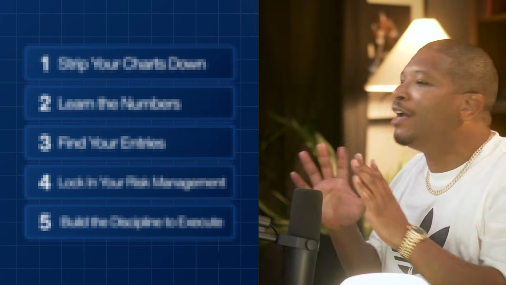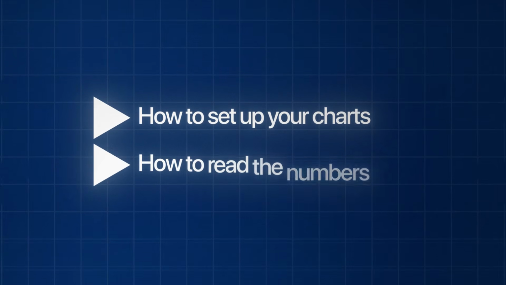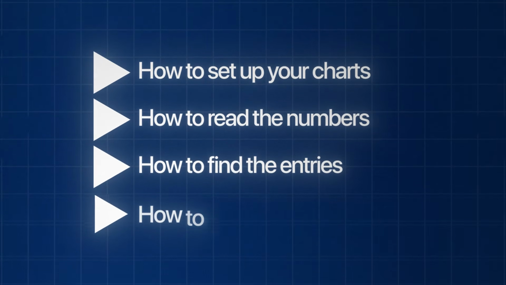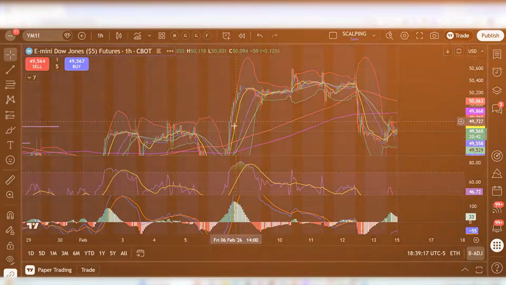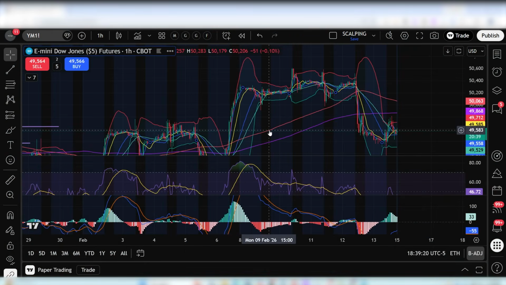I'm not going to gatekeep none of it. So by the end of this, you'll know exactly how to set up your charts, how to read the numbers, how to find the entries, manage your risk, and build the discipline that actually makes this work in the long term.